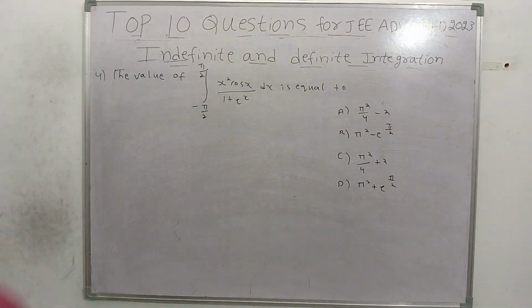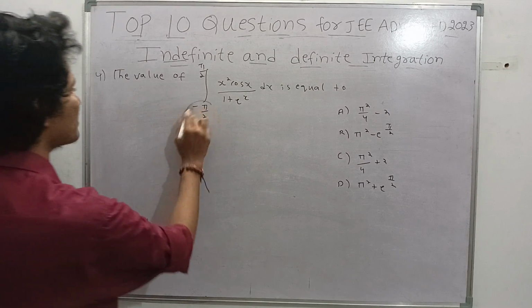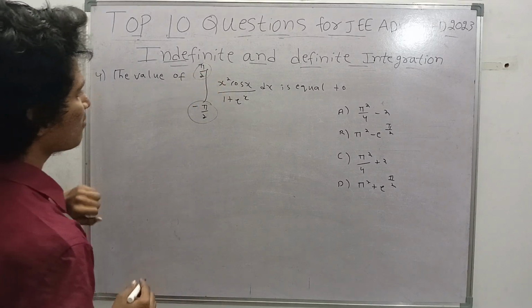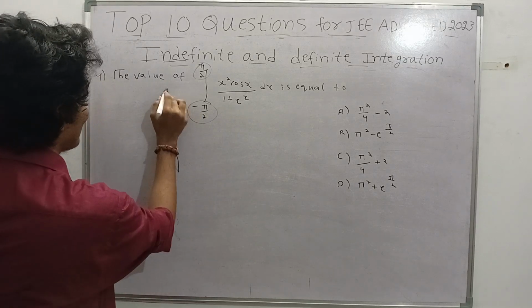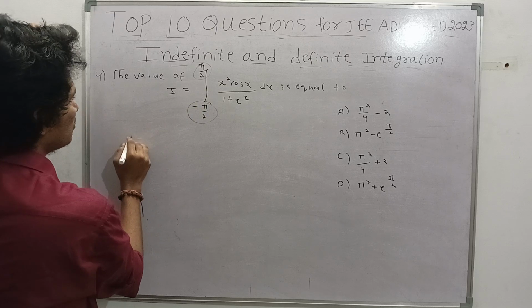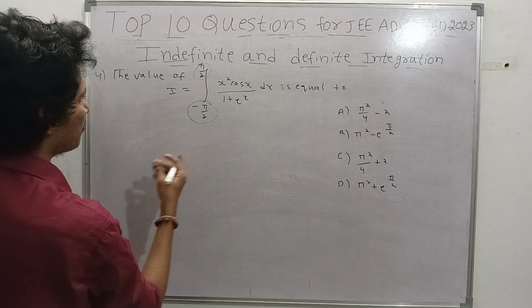Now, this is a definite integration. Why is it called definite integration? Because there are limits here. And also, if you observe carefully, let me consider this thing as I. Now, what I am doing is applying properties.